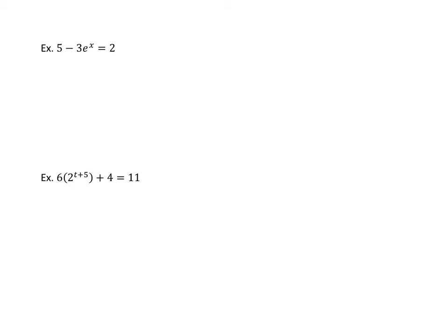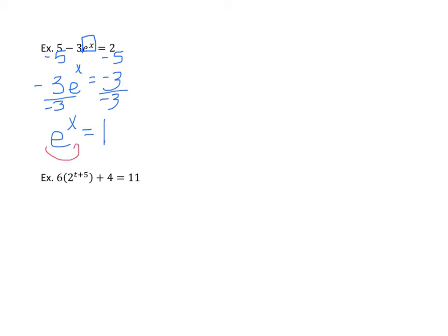Okay, again, isolating the exponential part. Here's my exponential part I want to get by itself. First, I'm going to subtract the 5. Negative 3 e to the x equals negative 3. Divide by negative 3. e to the x equals 1. Solving for x, this time it's e, so I natural log the other side. So x equals the natural log of 1, which is 0.